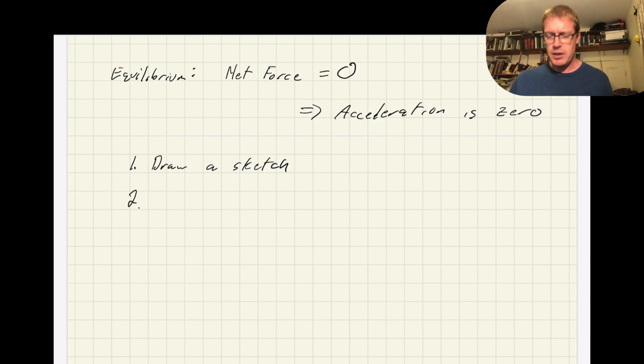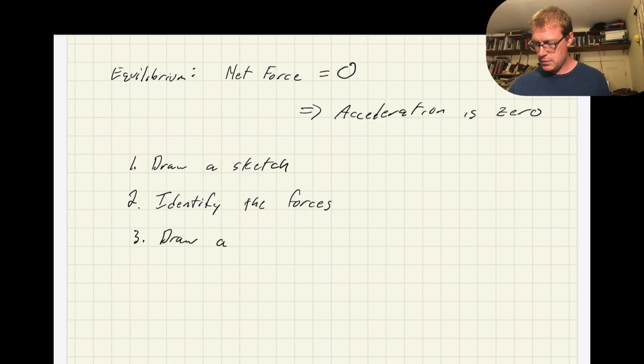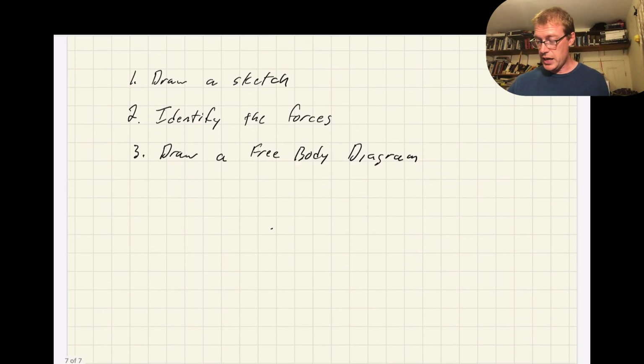The second step is you want to identify the forces. We've had some practice with that already. After we identify the forces, we draw a free body diagram. Remember, a free body diagram consists of a dot with arrows coming out of it representing all of the forces on our object.